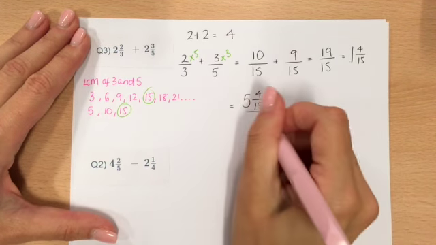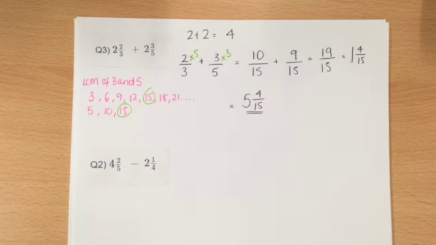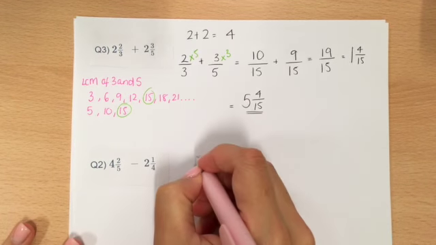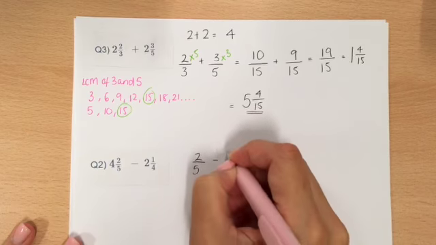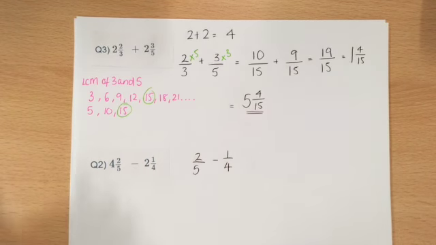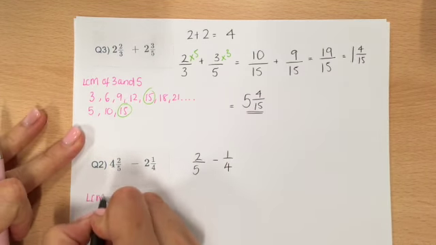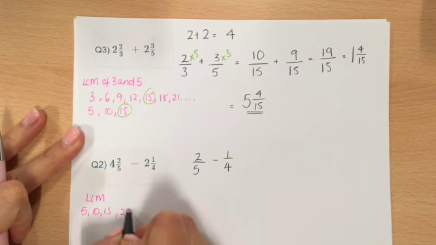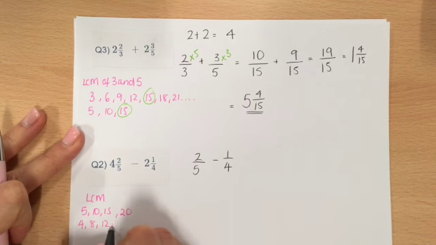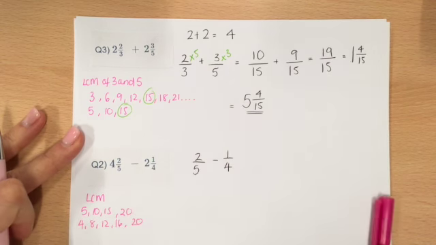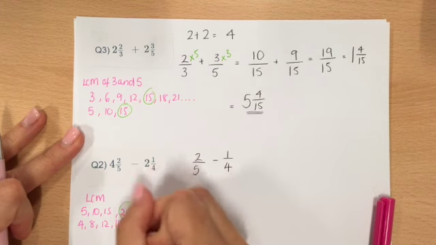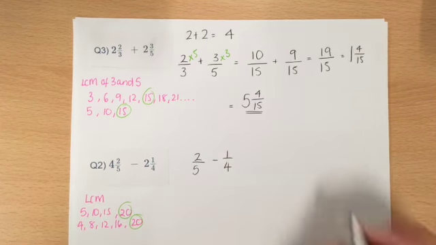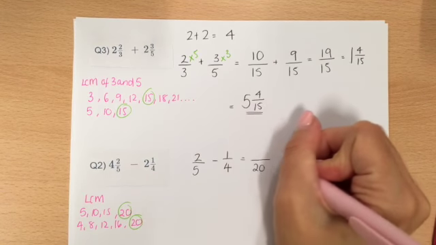The next one is takeaway. I'm going to start with fractions this time just to make sure that we don't have to do any borrowing or anything like that. So I've got 2/5 take away a quarter. I'm going to do the same thing. I'm going to find the LCM. So I've got 5, 10, 15, 20, 4, 8, 12, 16, 20. If you knew that straight away, you don't need to do the lowest common multiple. So it's going to be out of 20.